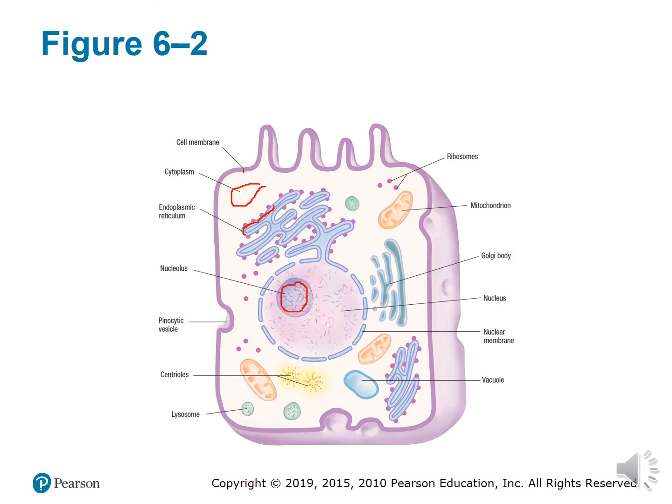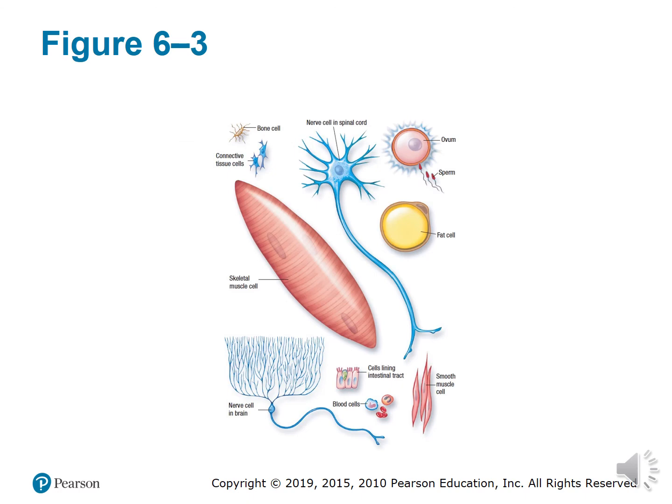Let's touch on a couple more of these. You see your centrioles here, these little things that look like a sun that you would draw when you were a kid. Lysosomes here. Your ribosomes, which are those little pink dots that you see on the outside of your endoplasmic reticulum, and the mitochondria. This is an example of some different human cells. You have a fat cell, the ovary, sperm, nerve cells, bone cells, skeletal cells, blood cells.